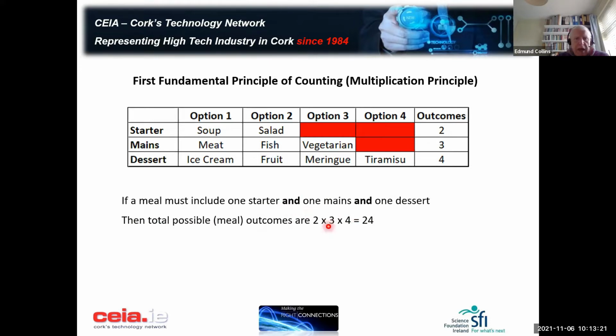So they're the total possible outcomes. But you'll notice that the "and" translates into multiplication here. So that's why it's called the multiplication principle. So that's the first principle that we'll look at.